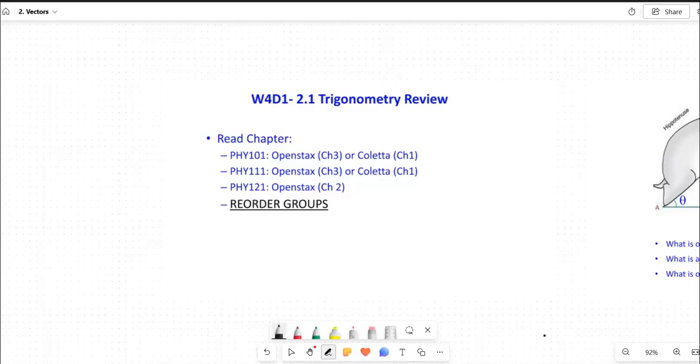And so this is 2.1, and we're going to do a trigonometry review. So, again, if you haven't read those chapters in your textbook, please do so. They're indicated in Canvas.